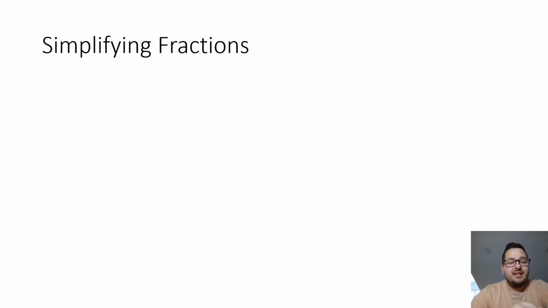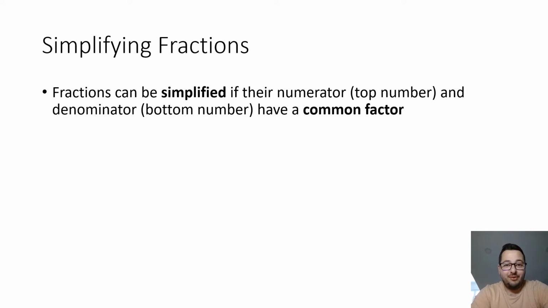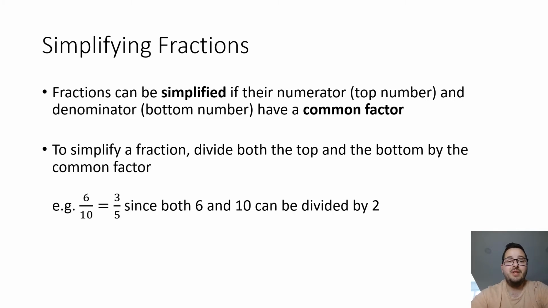So what is simplifying a fraction? Well, fractions can be simplified if the numerator, so the top number, and the denominator, the bottom number, both have a common factor, or they're both in the same times table. So to simplify the fraction, you just divide the top and the bottom by that common factor.